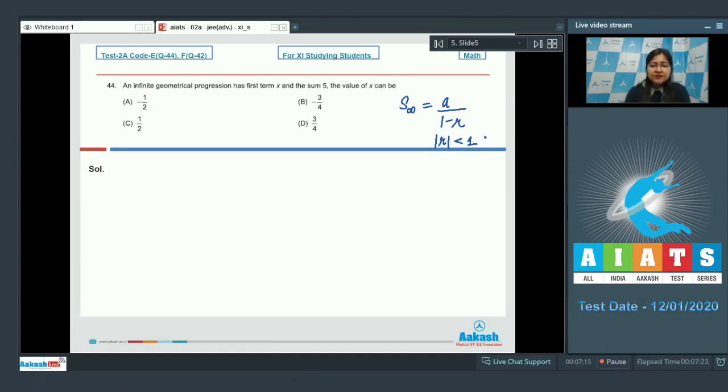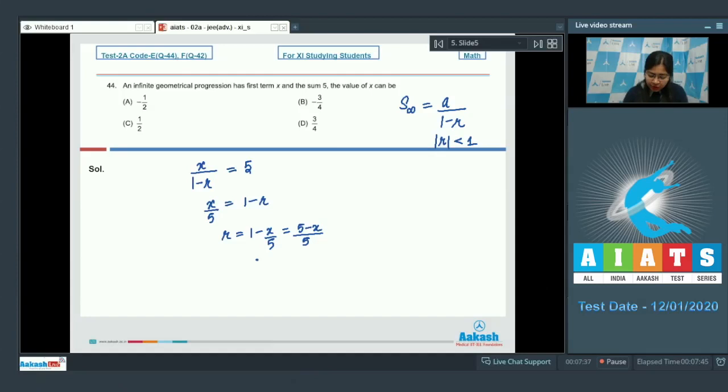So here it has been given that first term is x, and let us say common ratio is again r. So this is equal to 5. It has been given to us. So x by 5 is equal to 1 minus r, or r is equal to 1 minus x by 5, that is 5 minus x upon 5.